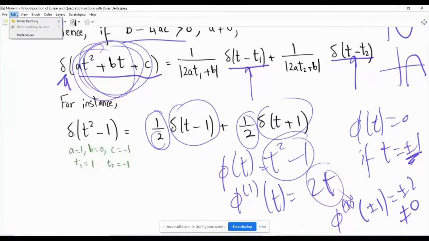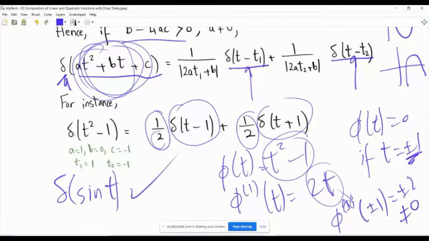Okay, so we can do these things. We can do other things that we will see later. It's okay, and so on and so forth.